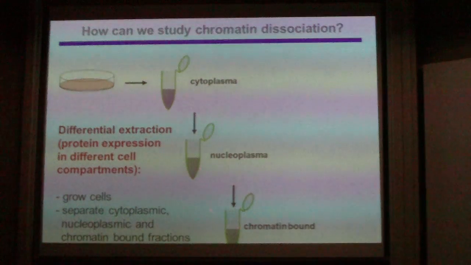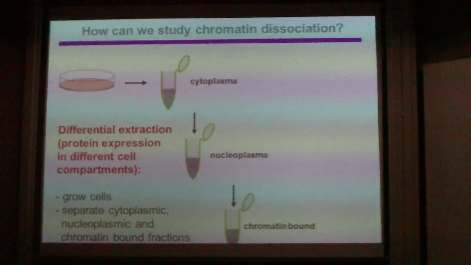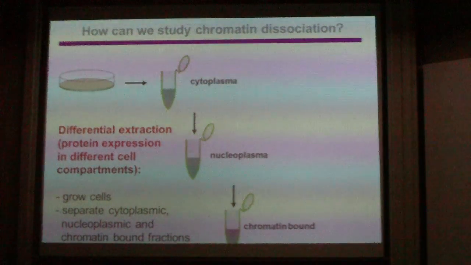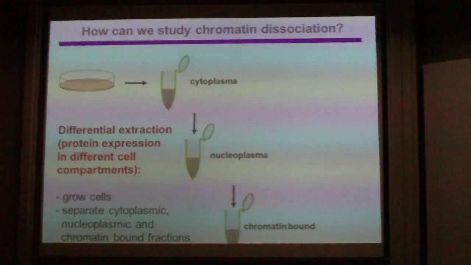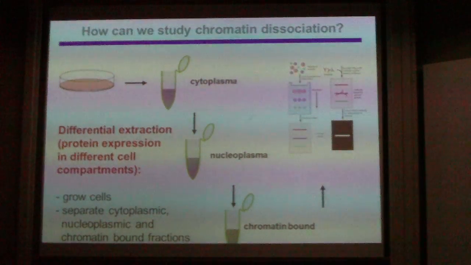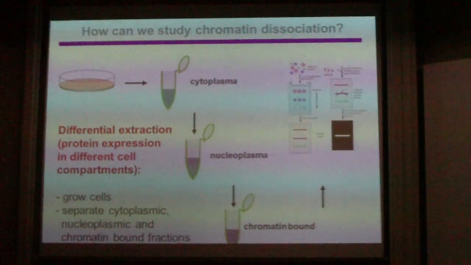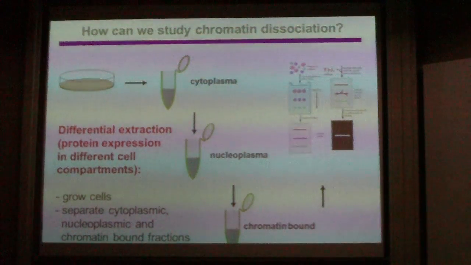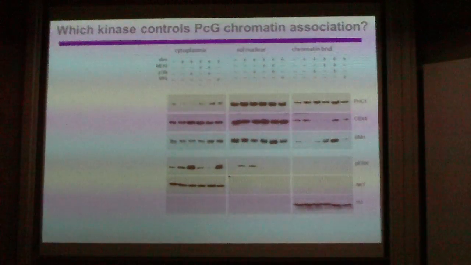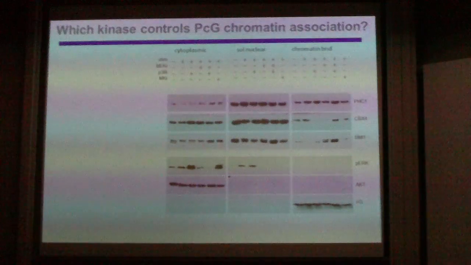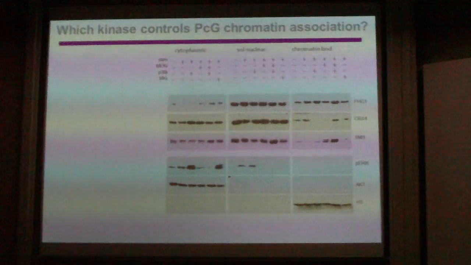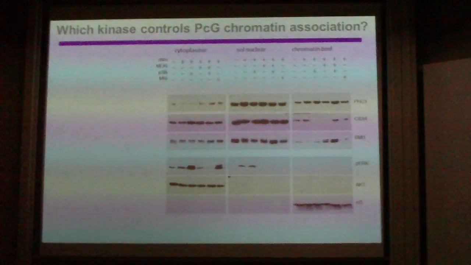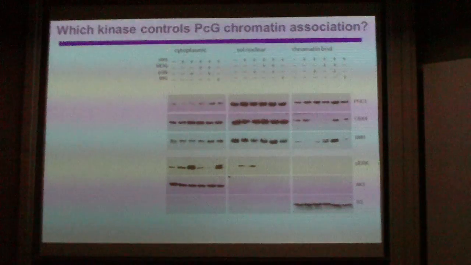Then you add a new buffer and sonicate the fraction containing your chromatin, so you will be able to dissolve your chromatin fraction. This you will analyze just like a normal Western blot. So one of the next questions is which kinase controls chromatin association. We've done a similar experiment as with the staining, but now looking at differential extraction.